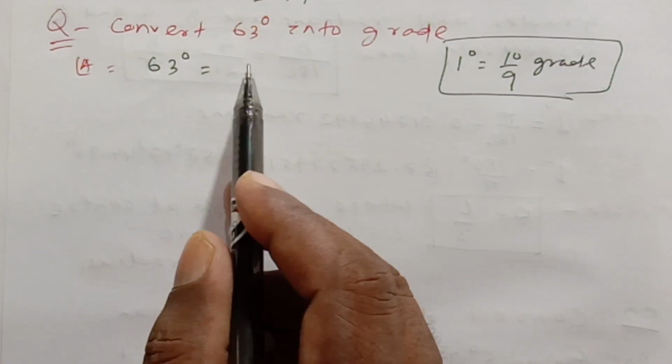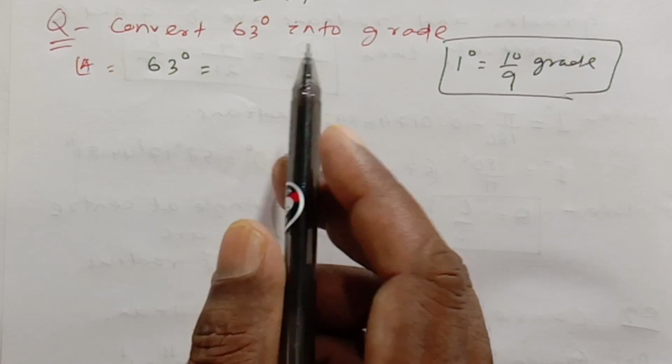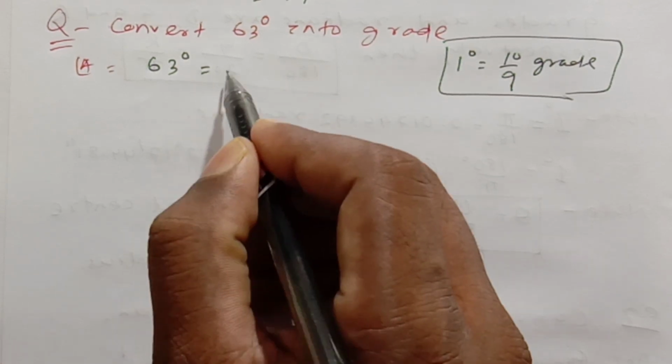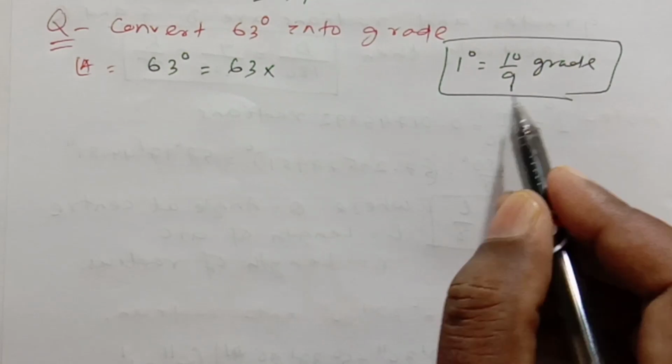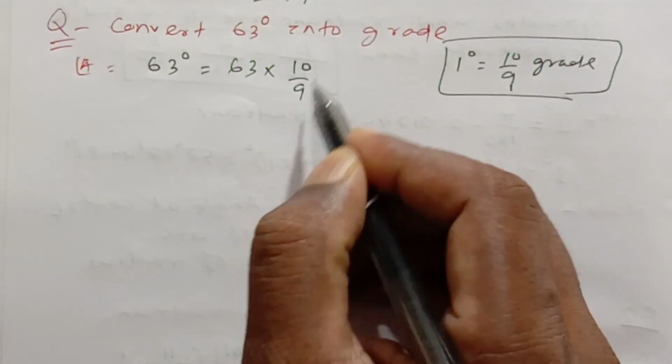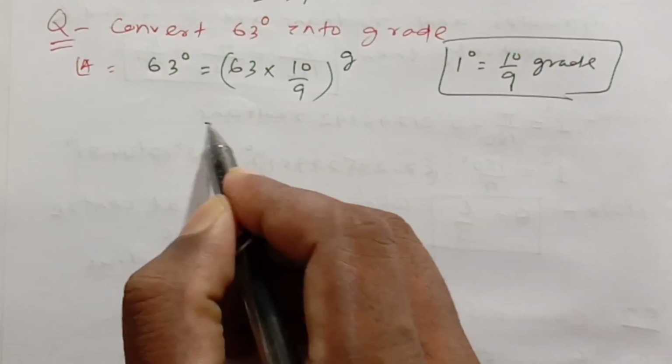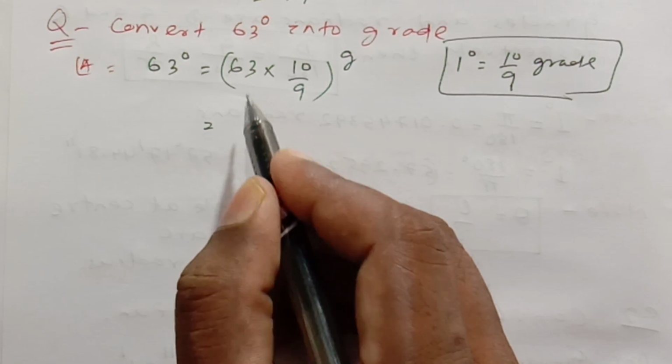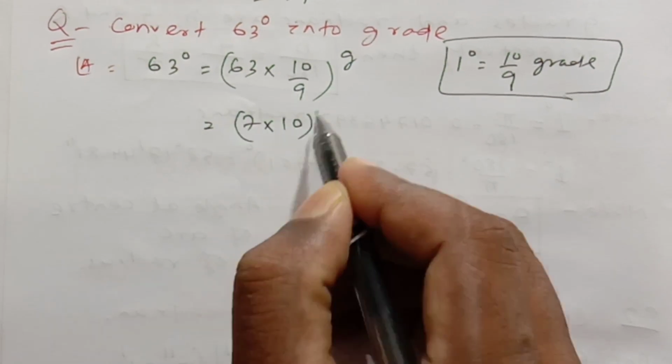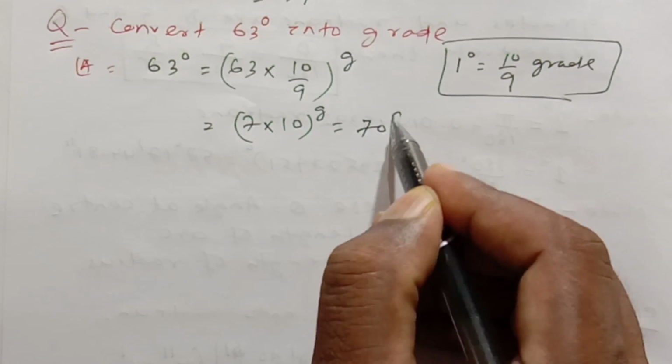Next question is convert 63 degree into grade. Degree into grade. So 63 degree is equal to 63 into, 1 degree is equal to 10 by 9 grade. So multiply 10 by 9 grade. So this is equal to 9 sevens, so 7 into 10 grade. This is equal to 70 grade.